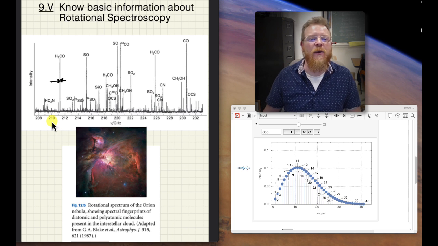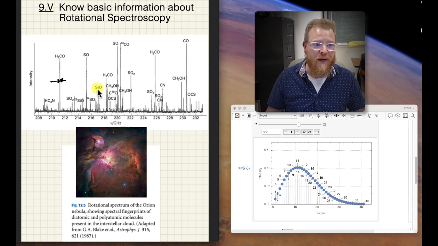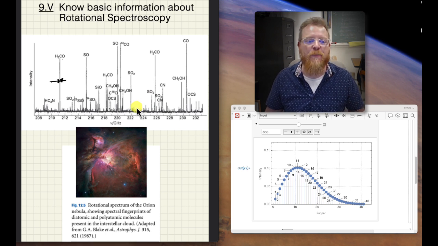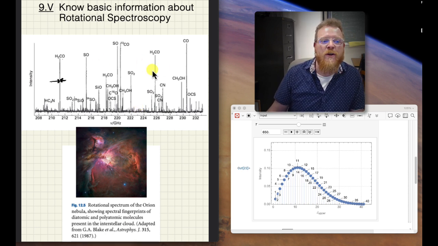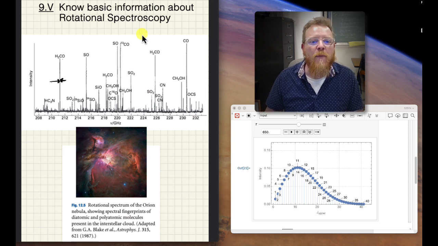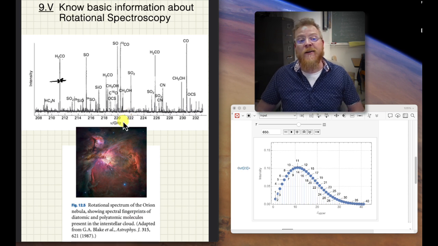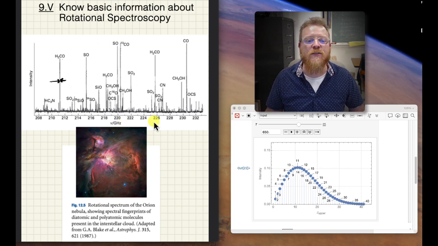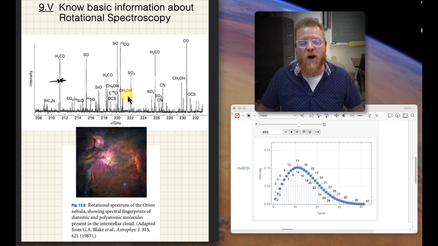Additionally, we can work out what the temperature is based on the different populations of the lines that we're seeing. For example, we see a line here for H2CO, formaldehyde. We also see another formaldehyde line right there. So likely this sample was a little bit warm to have two formaldehyde lines. We can also see a couple of carbon monoxide lines on here. And of course, depending on which isotopolog we're talking about, that will give us a different moment of inertia. So we can see all kinds of cool stuff in a microwave spectrum, particularly if we apply it to astronomy.